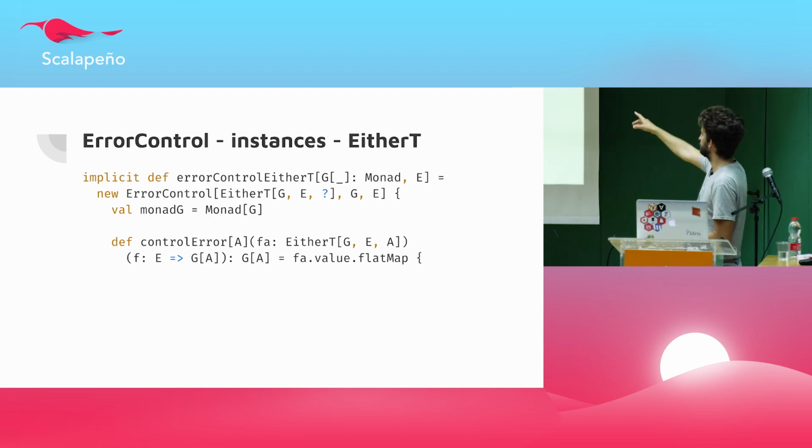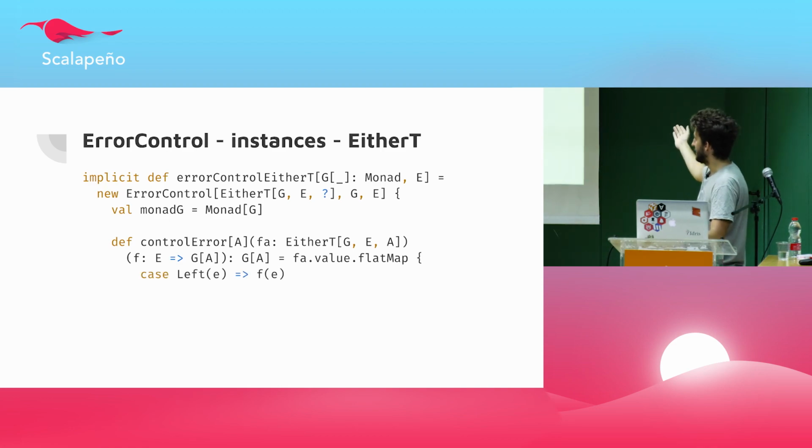So we have this either T of G, E, and A. So we have an either T transformer. And we have a function that goes from the error type to a G of A. And then, at the end, we want to return a G of A. And that's actually fairly simple, right? So if we call fa.value, we get back a G of either E and A.